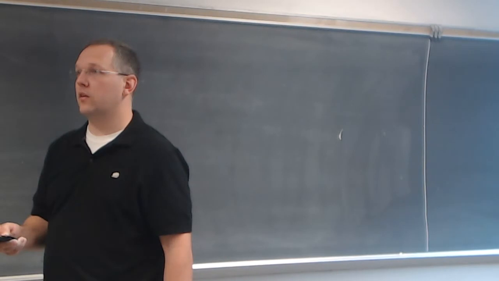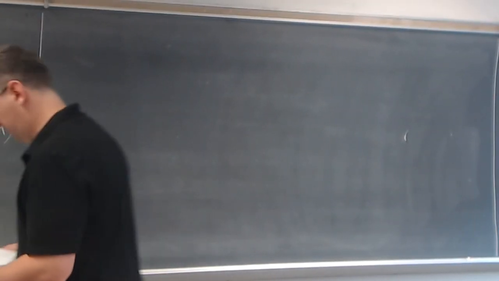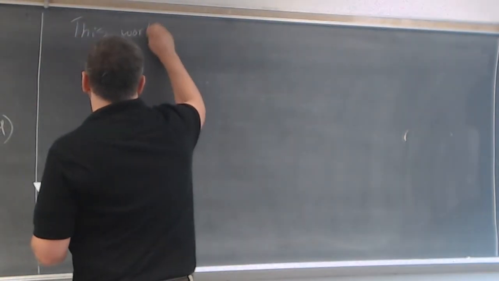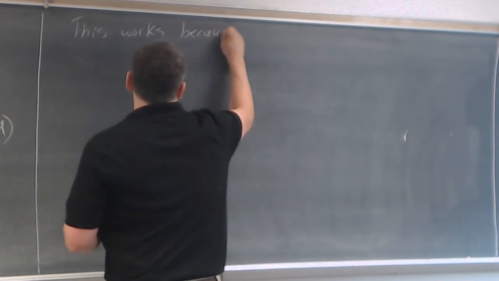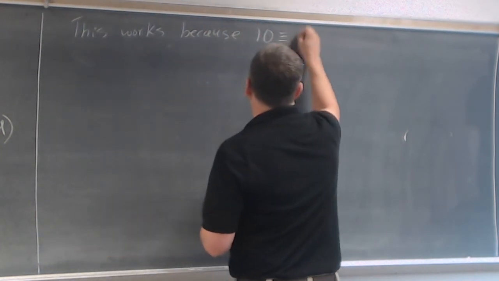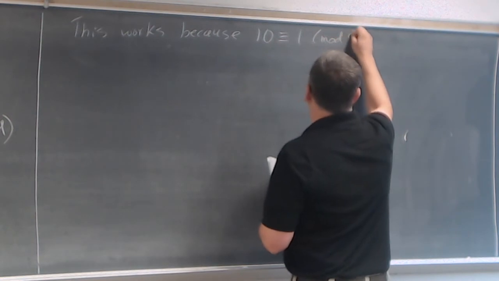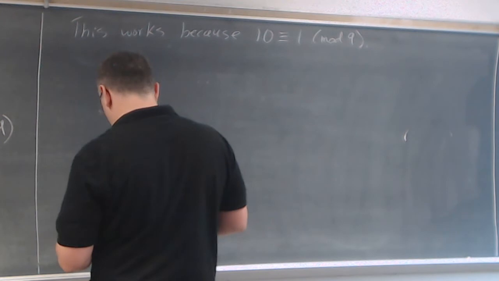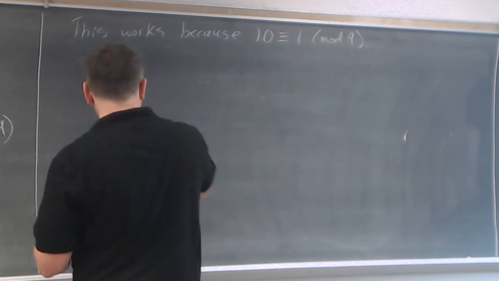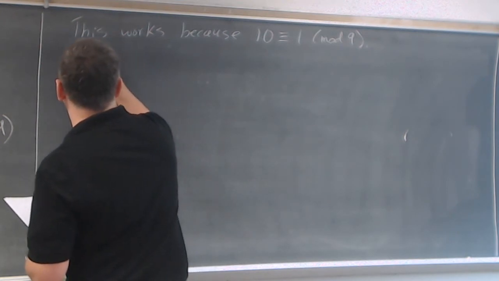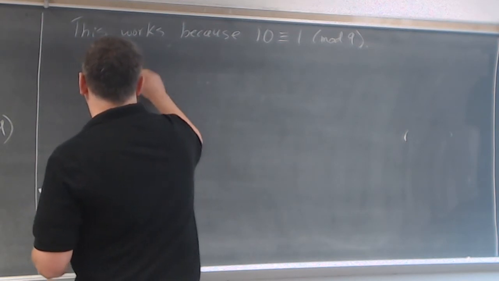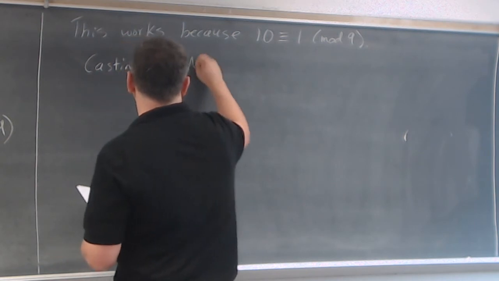I'll show you how this was used to check arithmetic problems. Again, this works because 10 is congruent to 1 mod 9. So let's talk about casting out 9s.